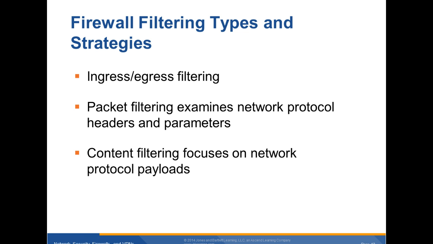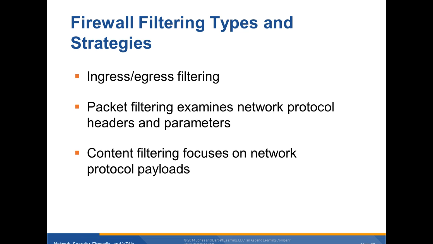Ingress and egress filtering monitors and filters directional inbound and outbound traffic. Packet filtering examines network protocol headers and parameters. Static packet filtering, or stateless packet filtering, uses a fixed set of rules to filter network traffic. Dynamic packet filtering, which is stateful, watches connection states to filter the traffic. This operates at the lowest OSI protocol layers, generally the data link layer, which are switches, and the network layer, which are routers.